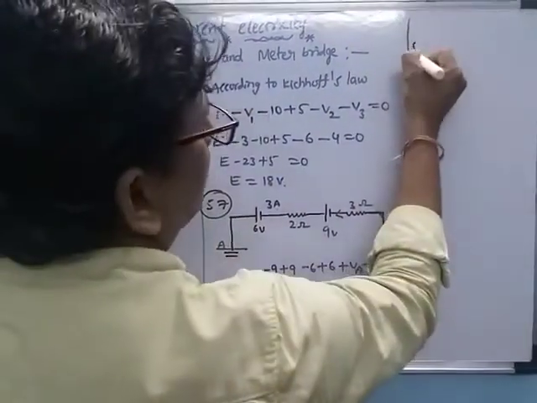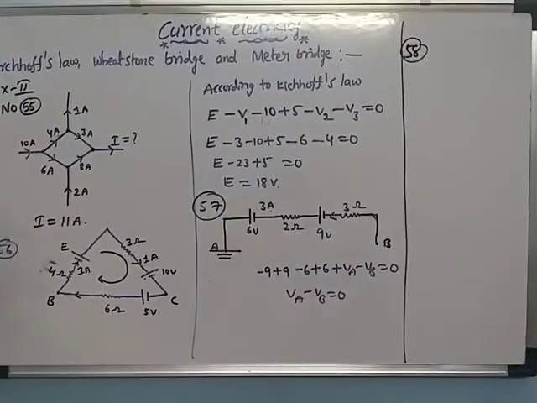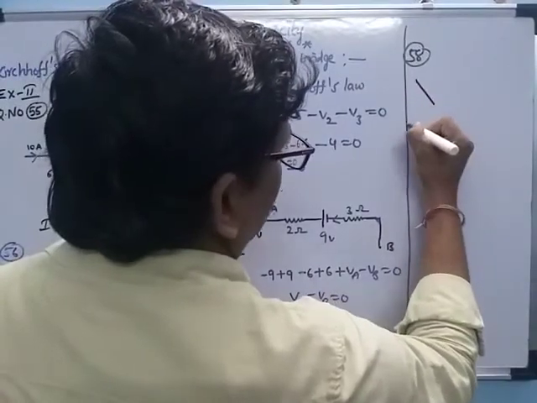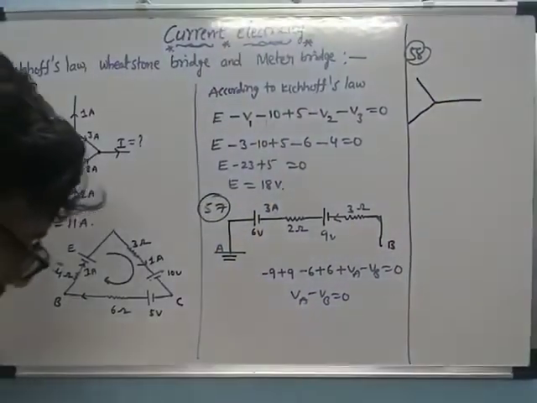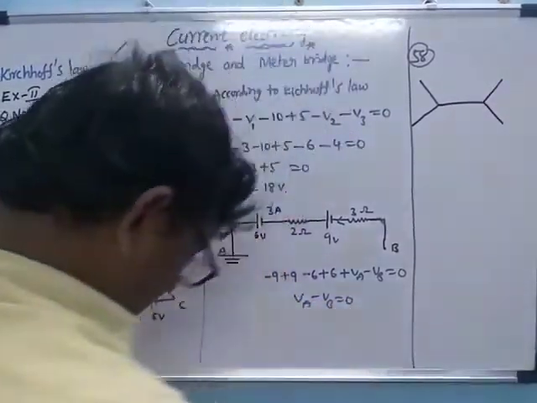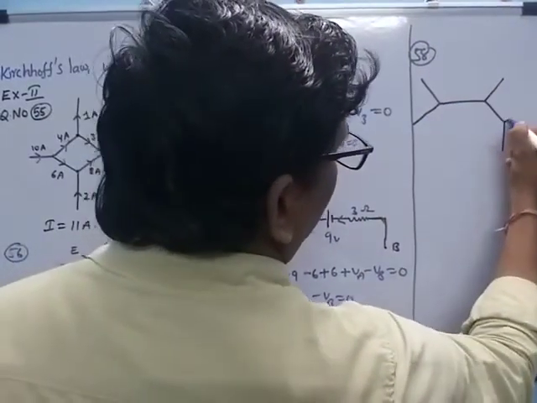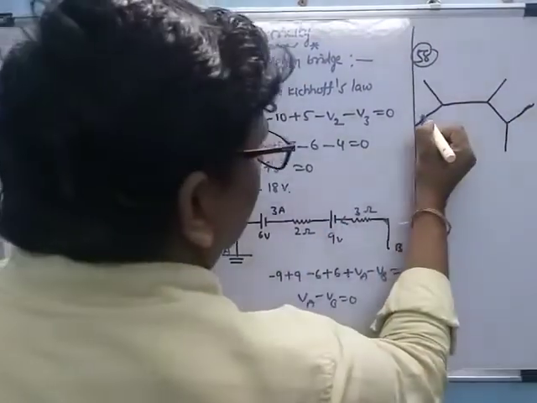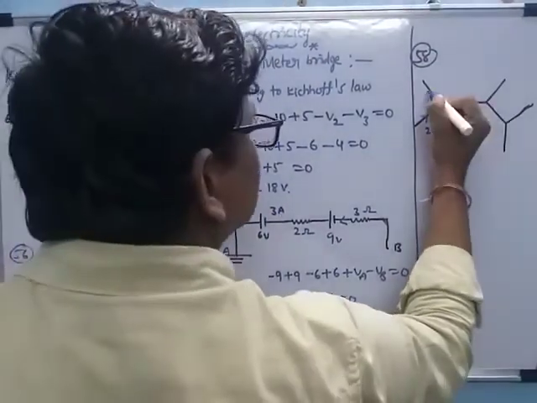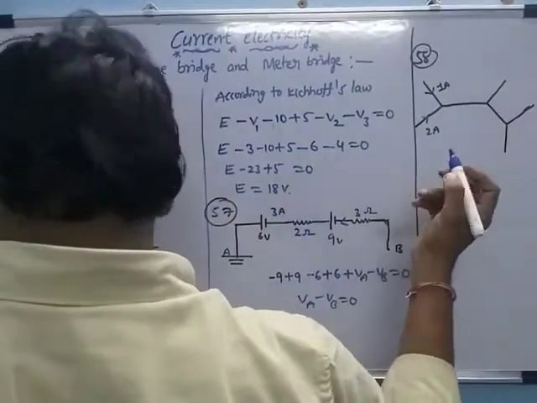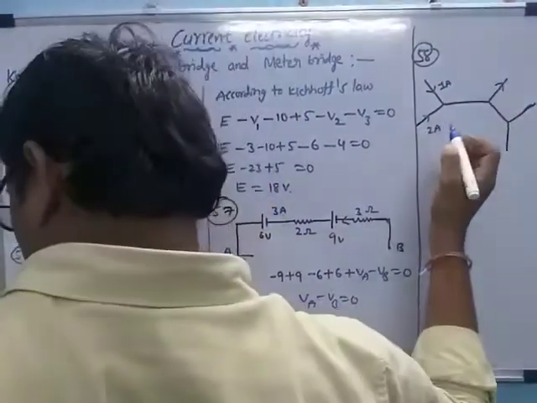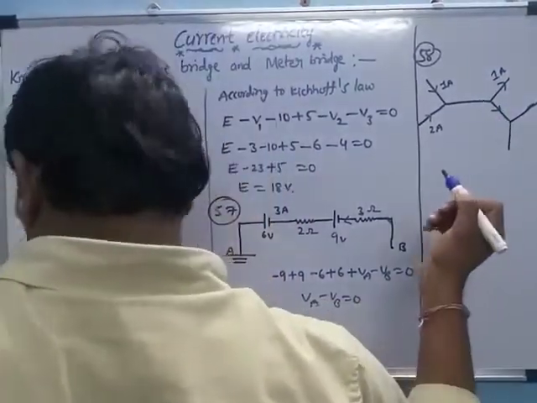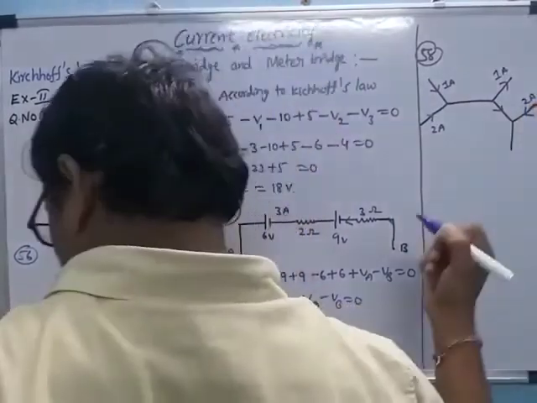58. Question number 58. The electric current I in the given circuit is, see, the circuit is given here. Now in this one we can find the current. Here first 2 ampere is given, and here 1 ampere is given. The direction is given by the 1 ampere, and here there is no current, and here a 2 ampere current is given.